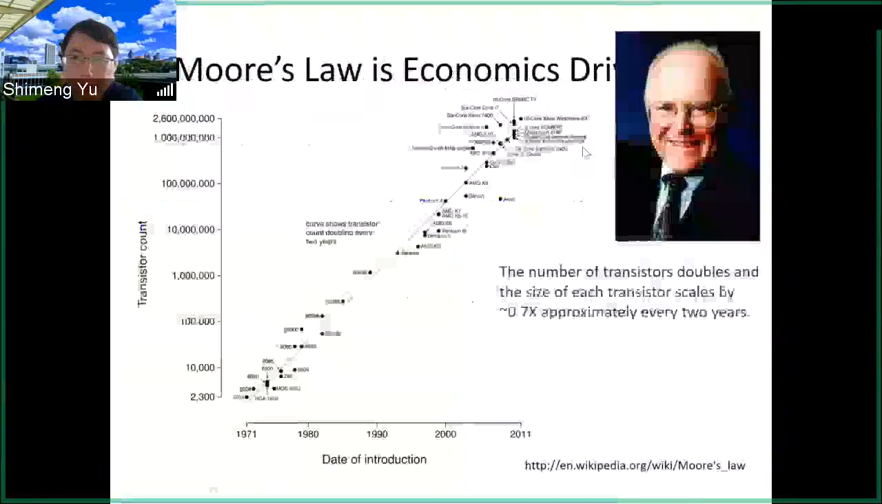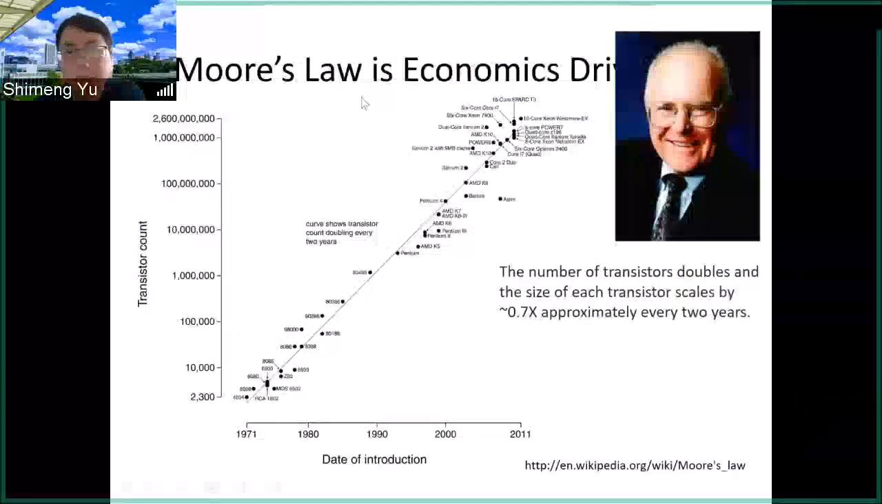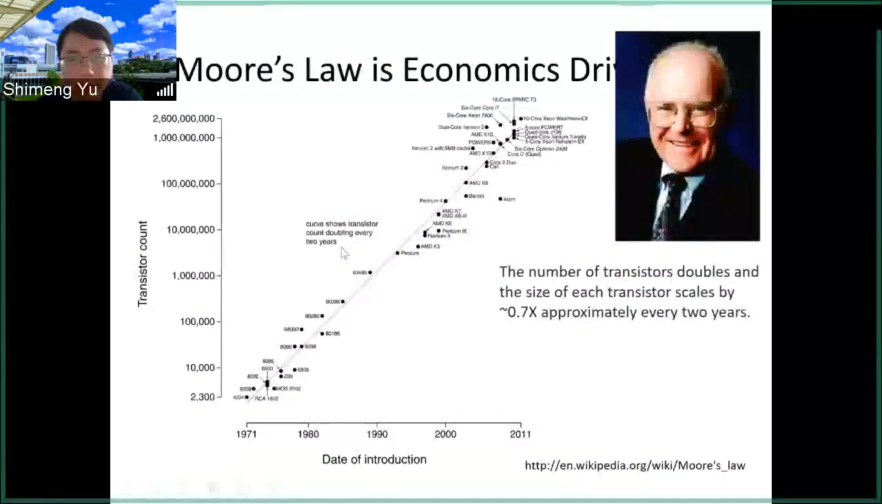And the Moore's law, I would say, is more like economics driven. Gordon Moore is the co-founder of Intel, and this is the transistor count of the microprocessor from generation to generation, and we do see this kind of exponential increase. The transistor count doubles almost every 2 years till recently.